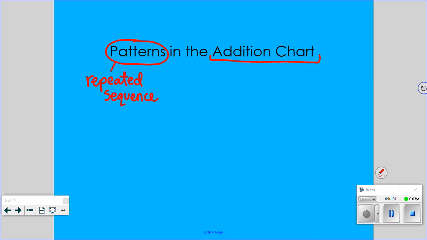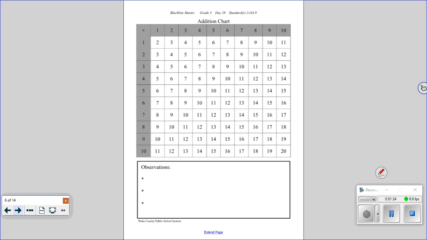An addition chart is super cool if you've never seen one before. We're going to be using a multiplication chart later on in third grade, but an addition chart shows the sums, or the answer to addition problems. And it does that with, I don't know how to describe it, I'll just show you. So here's an addition chart.